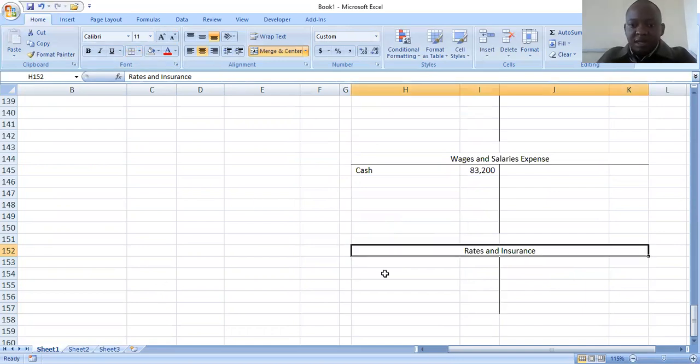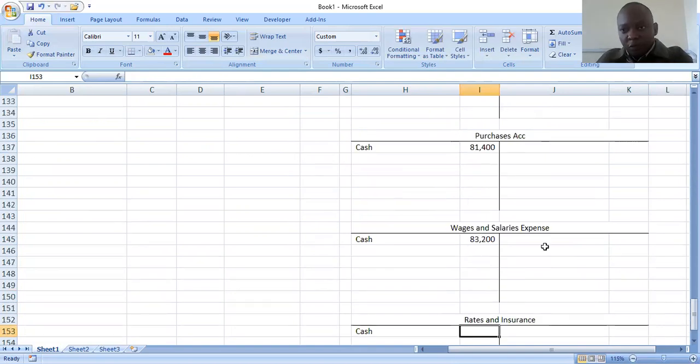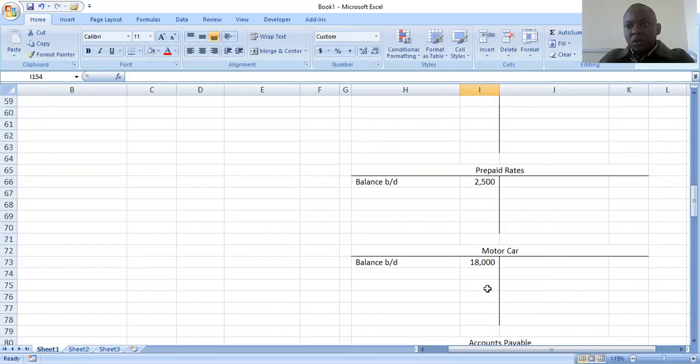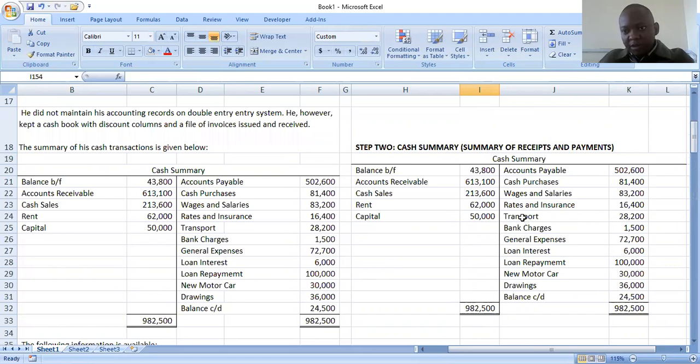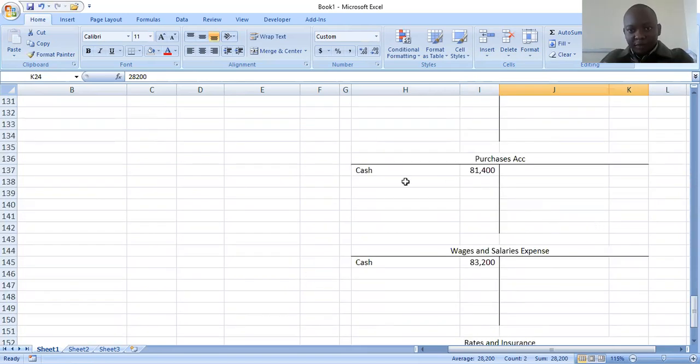So this is an expense that is increasing. Paying cash, the amount is equal to, from the summary of receipts and payments, rates and insurance is 16,400. We proceed further to transport. In the cash summary, cash transport was paid, cash decreased, so it was credited. So you ought to have debited the transport expense account with the increase in transport. We don't have a transport expense account, so you open one.